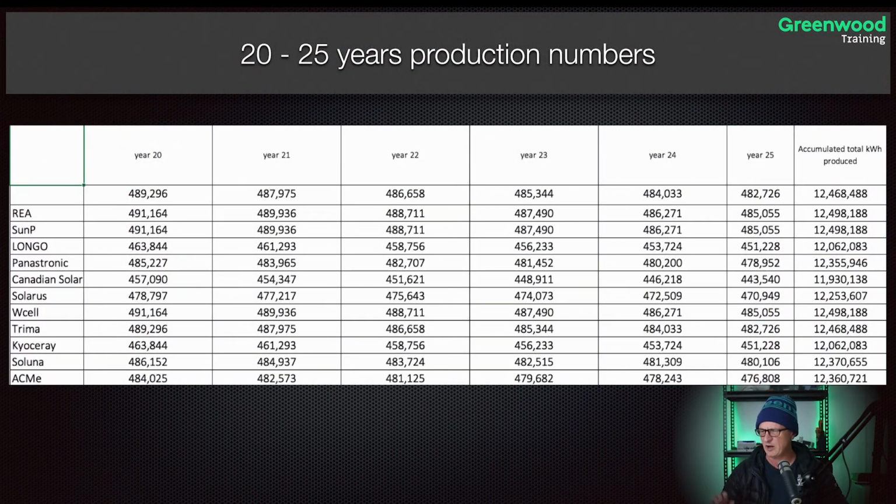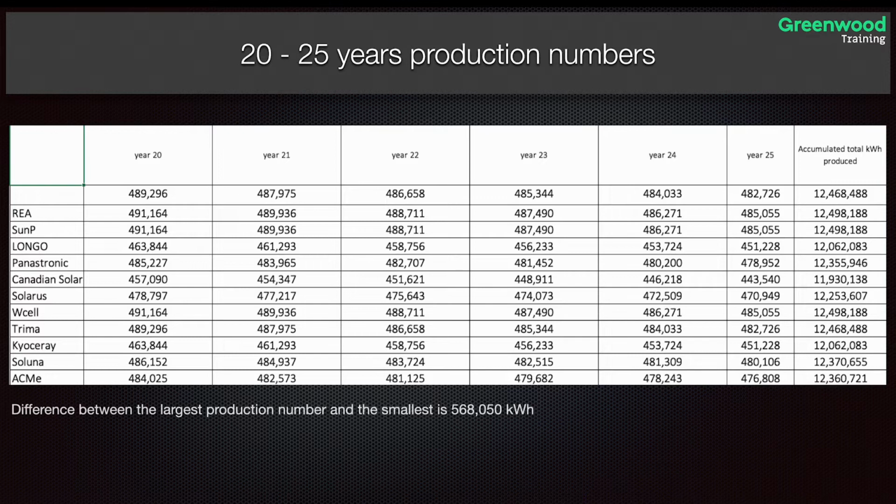So we have a table here of various panels ranging from RIA to ACME, and we have year 20, 21, 22, 23, 24 and year 25, and then the accumulated total kilowatt hours produced. This was derived in Excel, and we can see the top figure of 12,498,188 kilowatt hours. That's over a 25-year period, and that's for both RIA and SunPower P. So the difference between the largest production number and the smallest is 568,050 kilowatt hours.